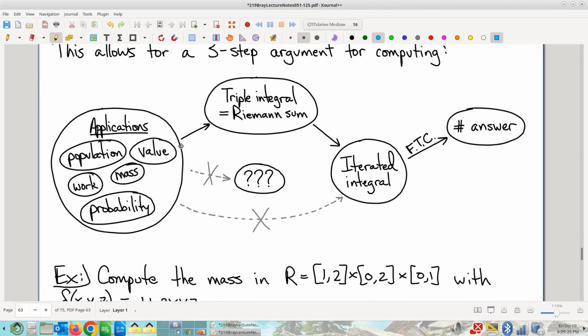We have our strategic picture. Whatever your application is, write it as a triple integral. We need triple integrals because they connect to applications. Rewrite that as an iterated integral. We need iterated integrals because there's something that we can actually compute to get answers. That's going to be our big strategy. And we'll draw the line right here.